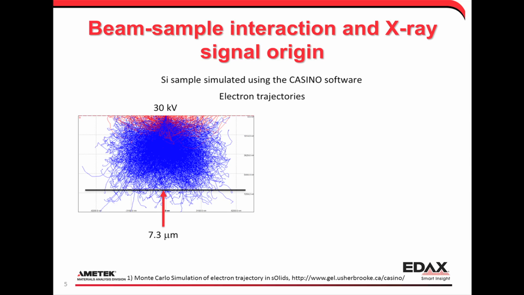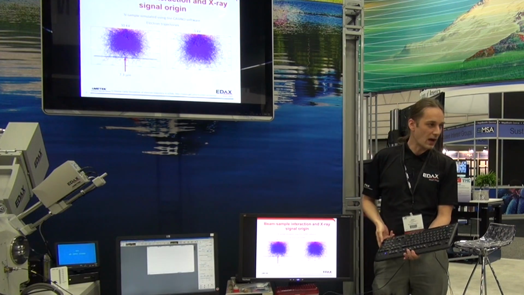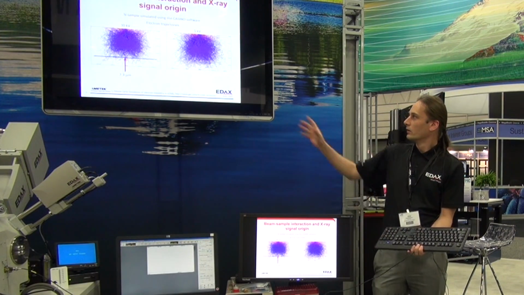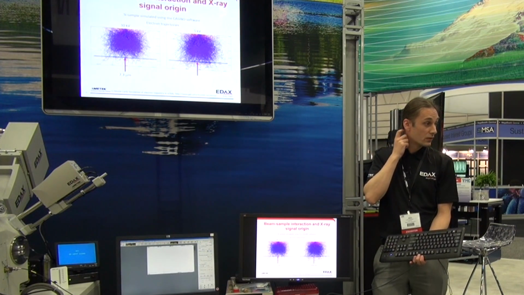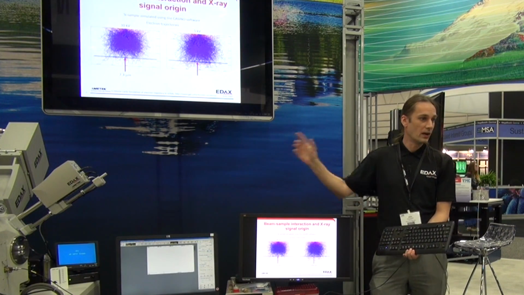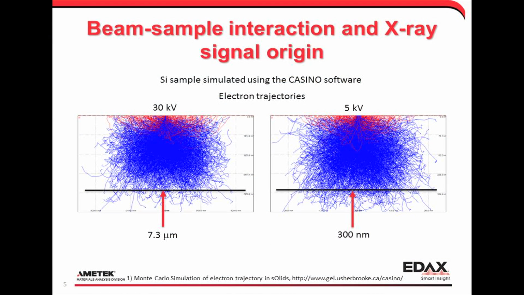the sample roughly. If we do the same thing at 5 kV, the images look sort of similar, but the scale bar is very different. So at 5 kV, my electrons are only penetrating about 300 nanometers into the sample versus several microns at 30 kV. So my electrons are much more confined to the surface.